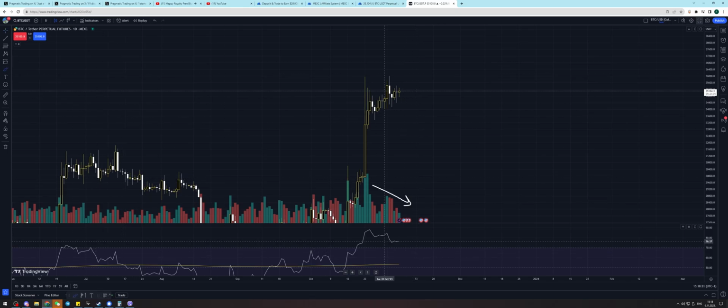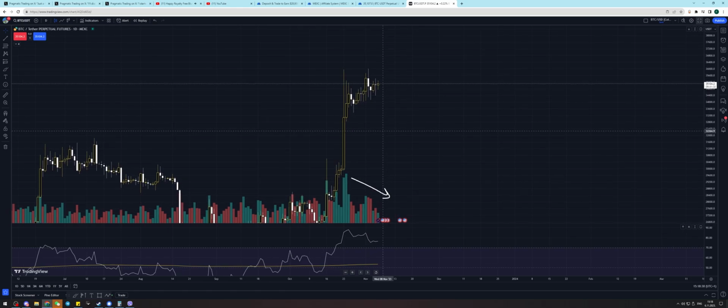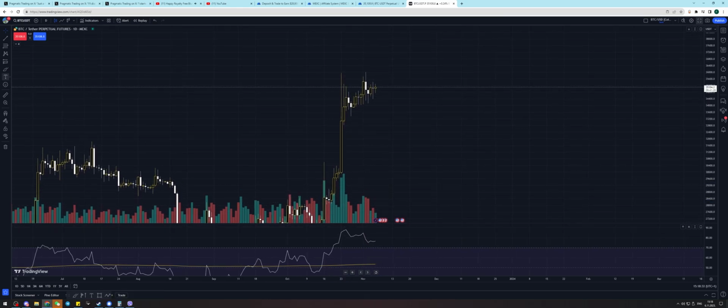What do we have in the RSI? I've mentioned this at least 5, 10, 16 times in the past 7 days or 2 weeks. We have a lower high in the RSI and a higher high in price action.